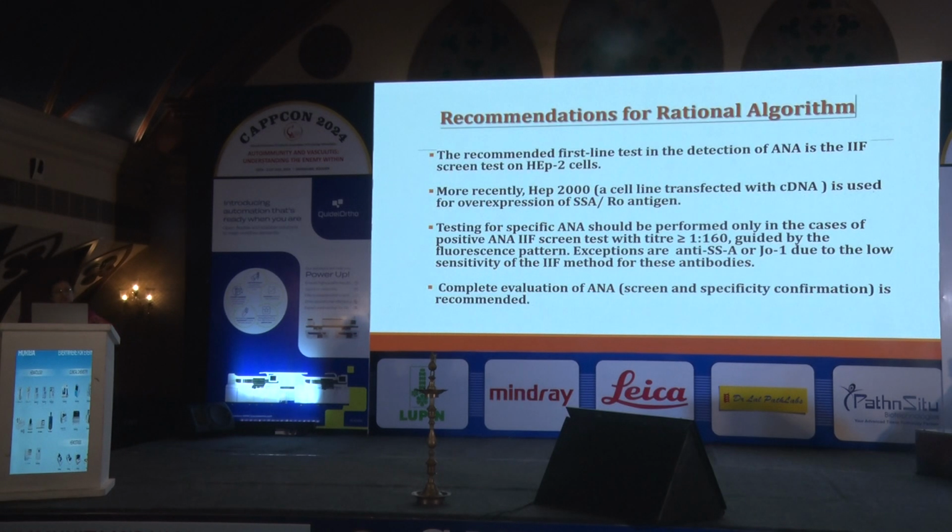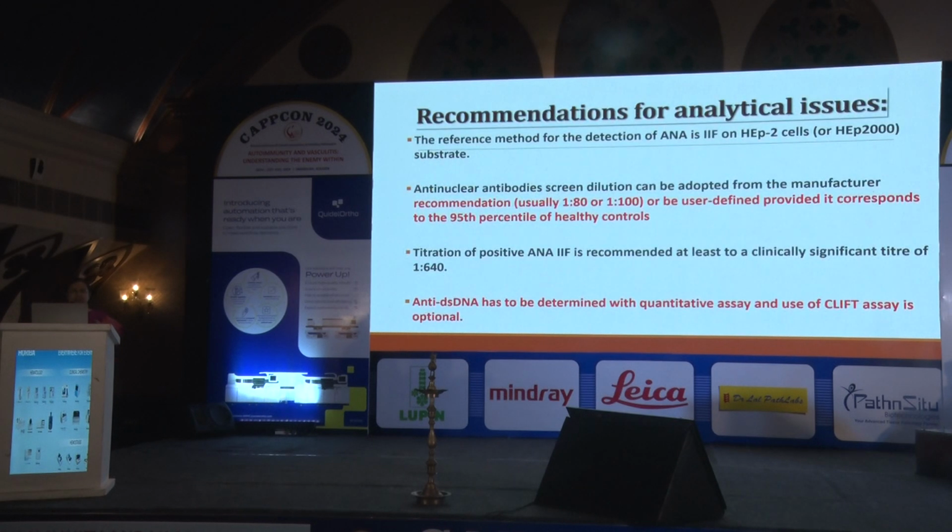So the recommendations for the rational algorithm, that I have already said, are that we have to use the IFA HEp-2 cell line, now more a cell line transfected with the complementary DNA, that is HEp-2000, is being used, and HEp-2010 has also come, where there is overexpression of the SSA and Ro antigen. So the ANA titer screening test with a titer of 1:160 is clinically relevant, and a complete evaluation of ANA with screening and specificity confirmation is recommended.